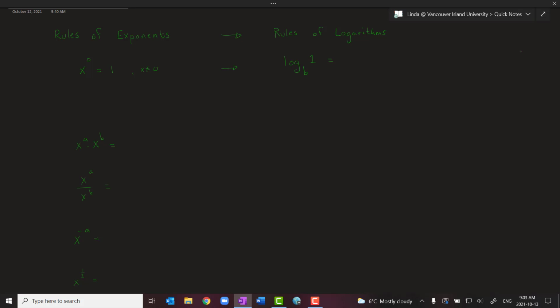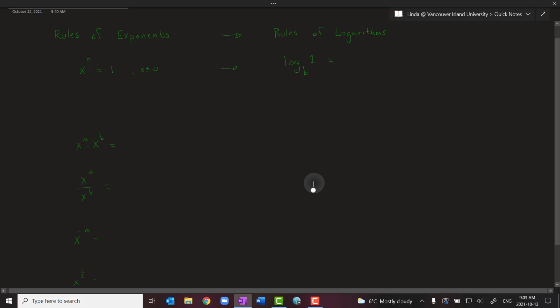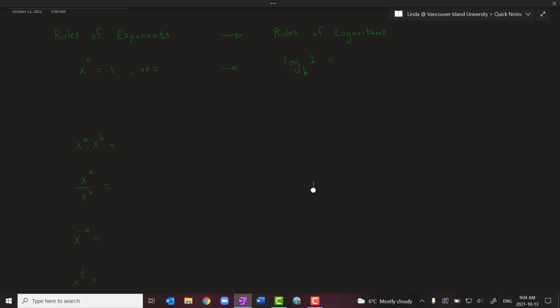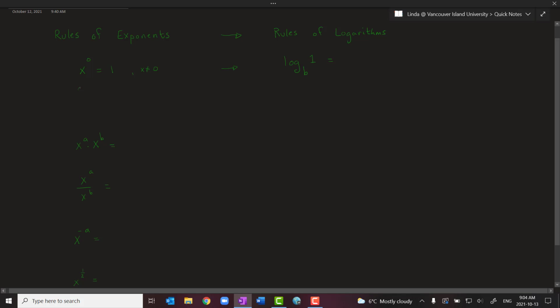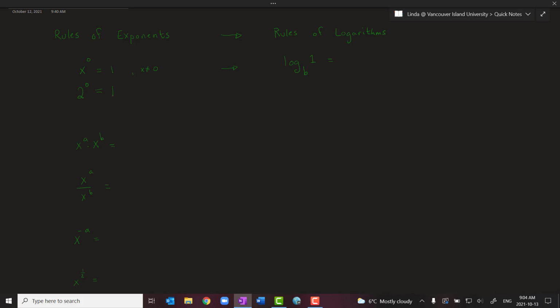So here we have some number that's not zero. Okay, so x is some number and it can't be zero. But we have it raised to the power 0. So for example, like 2 to the 0. And we know that 2 to the 0 is defined as being equal to 1. So any non-zero base raised to the 0 is equal to 1. And we can talk about why this is a little bit later.